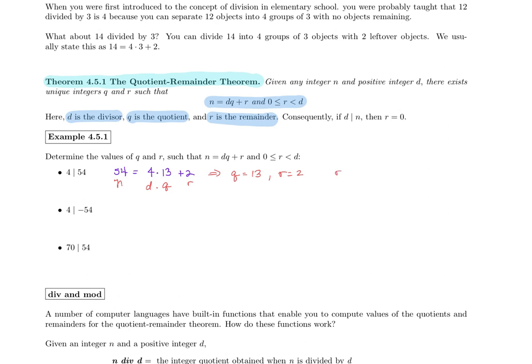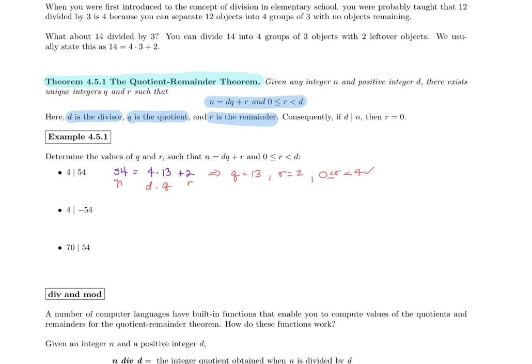That r is between 0 and what our divisor was, which was 4. So remember, if you get a number that is outside of that range, then you need to up your quotient by another one, by another factor at least.